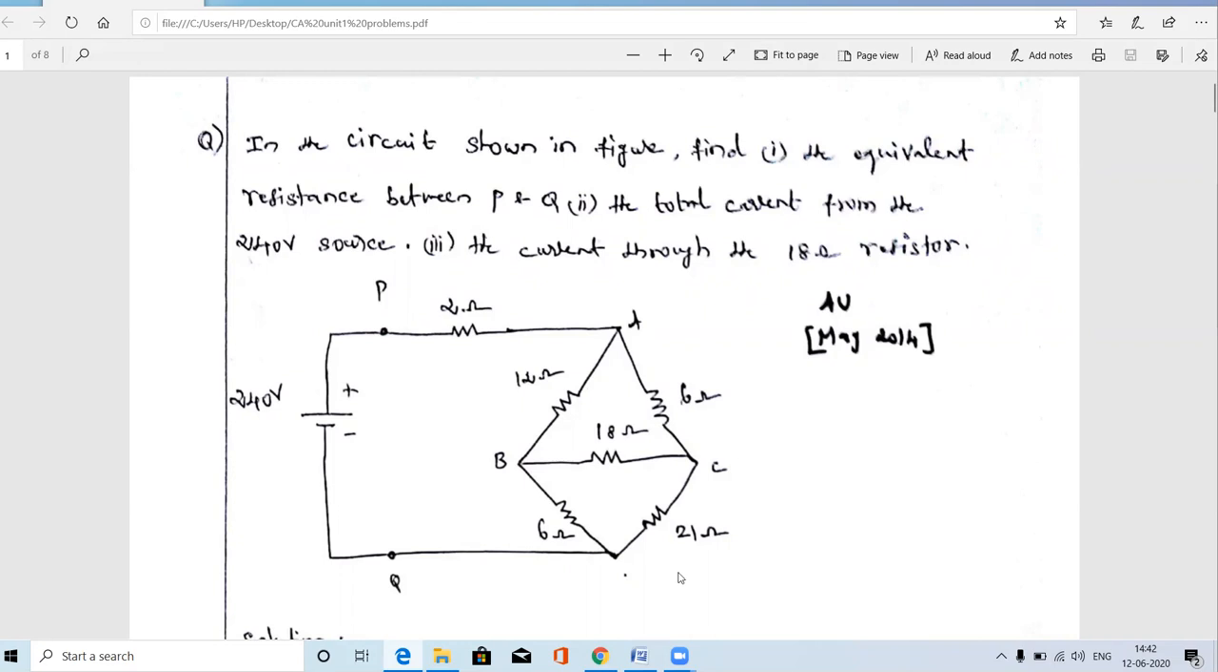So in today's video, we are going to solve one important problem related to the analysis of the circuit using KVL, and using the star to delta or delta to star conversion. You see the question: in the circuit shown in figure, find the equivalent resistance between P and Q. The second one, find the total current from the 240 volt source, and the third one is the current through the 18 ohm resistor.